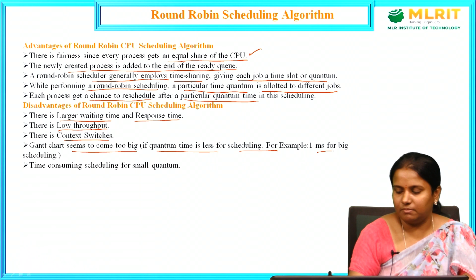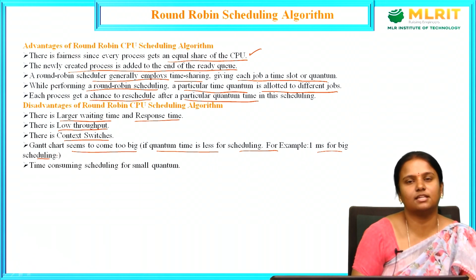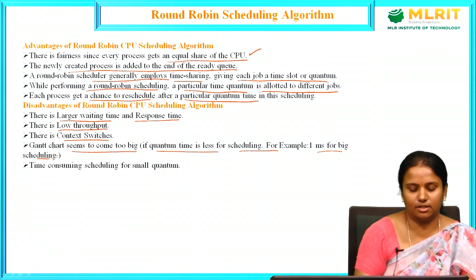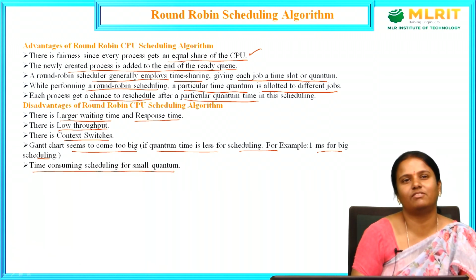For example, milliseconds for big scheduling. So it consists of some milliseconds as big scheduling, and time-consuming scheduling for small quantum. So for every small quantum it consists of some scheduling time. So this is one of the disadvantages of round robin.